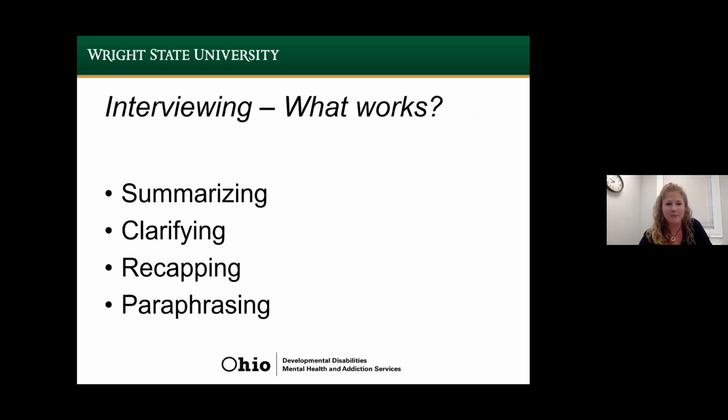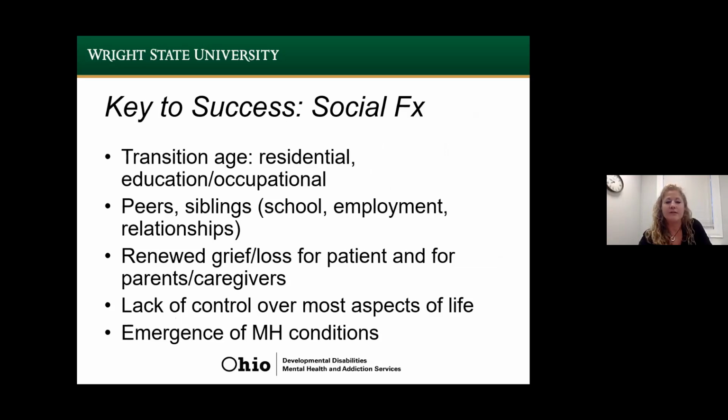Next slide, please. So the key to success in the social realm is really looking at the individual. If it's transition age, are we looking at residential changes, educational changes, a change to programming or employment, peers, siblings? Does the individual have control over as many aspects of their life as they can? Are there renewed grief or loss issues for the patient or for parents or for caregivers as you move through phases of life? Or as an individual watches a sibling leave for college or get engaged or have a boyfriend, those kinds of things.